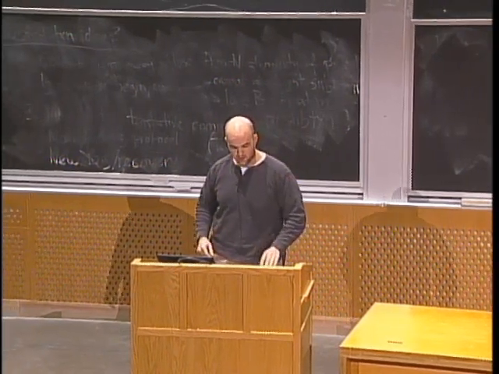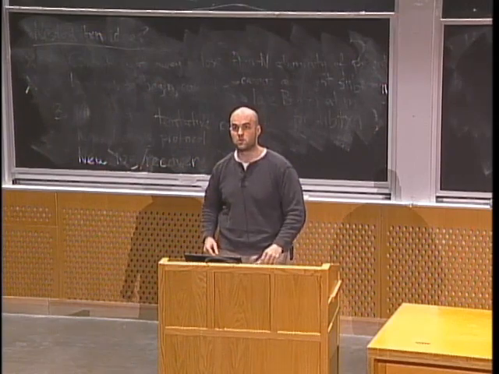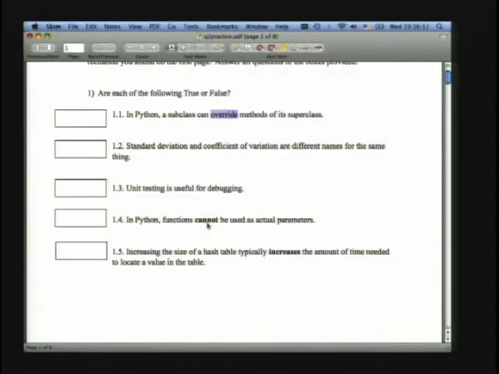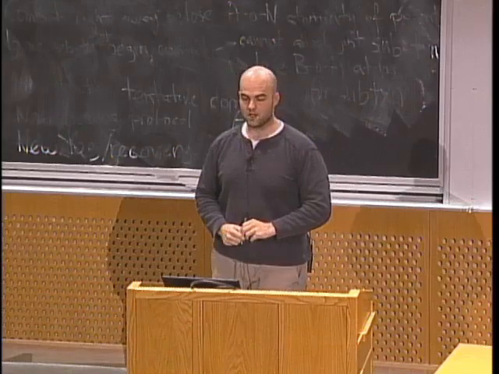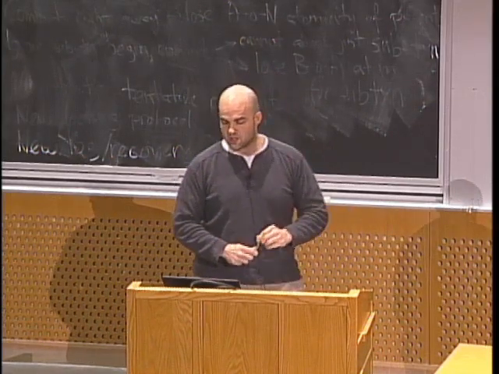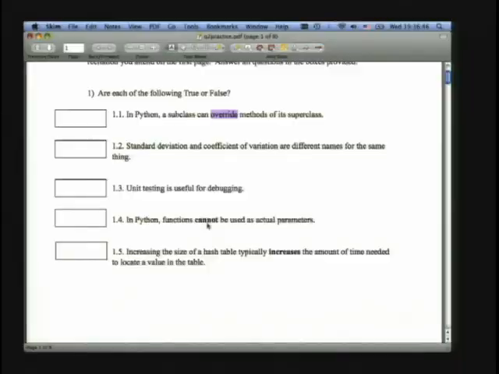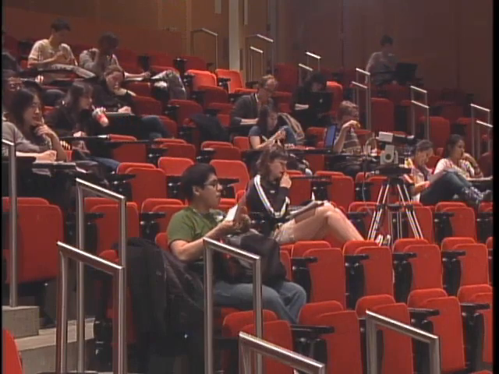So we'll start off by going over the Quiz 2 practice questions. So, 1-1, in Python, a subclass can override methods of its superclass. What say you all? True? All right. There are some repeat people from last night, so they know these already. Standard deviation and coefficient of variation are different names for the same thing. True or false? False. All right, 1-3.